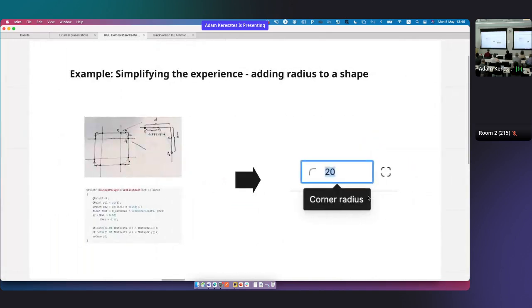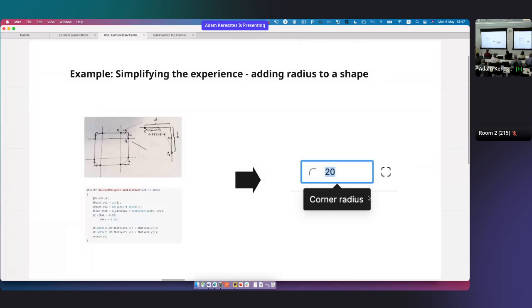And I was coming from a design field. I just wanted to show you this example. It's about adding radius to a shape, corner radius. You have a square. Hello? Okay, I'm still here. You have a square and you want to add a corner radius to that.